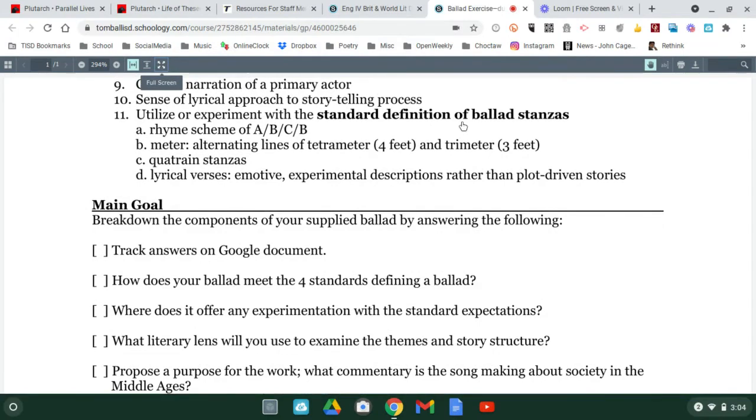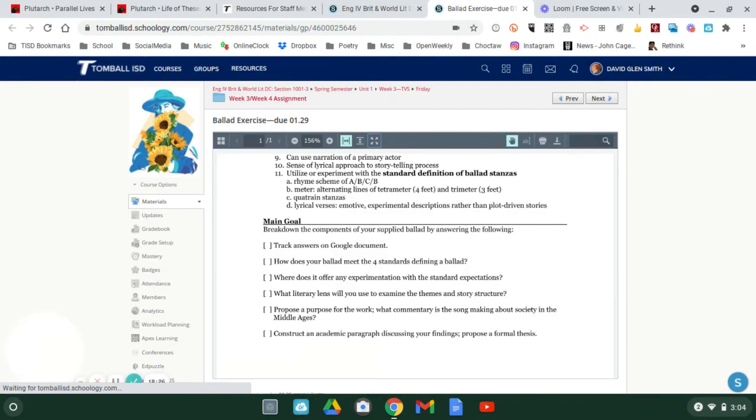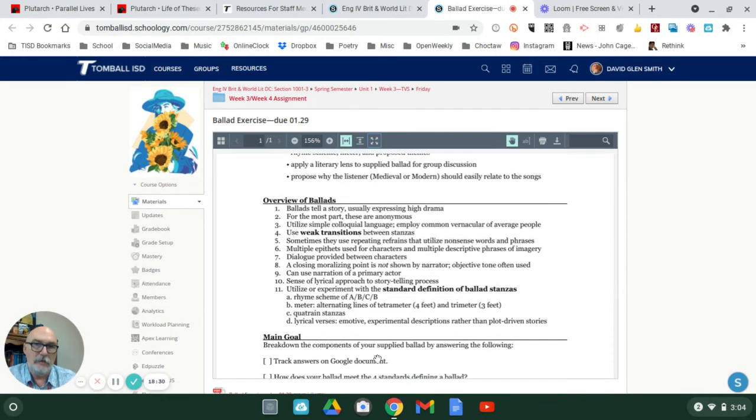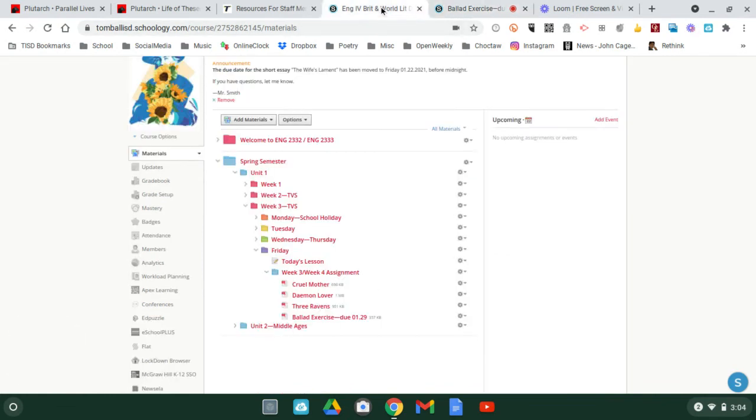Okay, so that's the assignment. That's the breakdown of the ballad concept. You have a whole week to develop that. Okay, so here are the 3 ballads in the week 3, week 4 assignment.